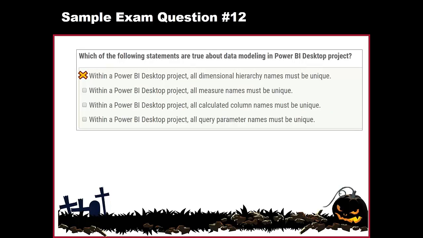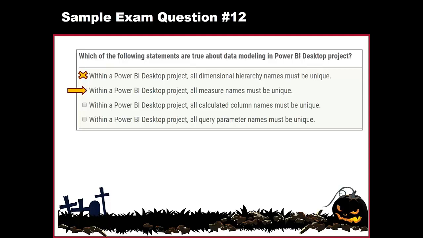So if you have two different tables, they can both have a dimensional hierarchy that has the same name. Okay, within a Power BI desktop project, all measure names must be unique. That is true. So remember, for scoping purposes, measures live at the project level.